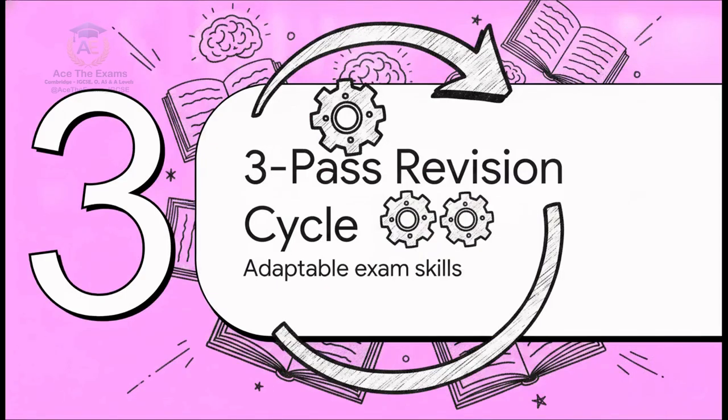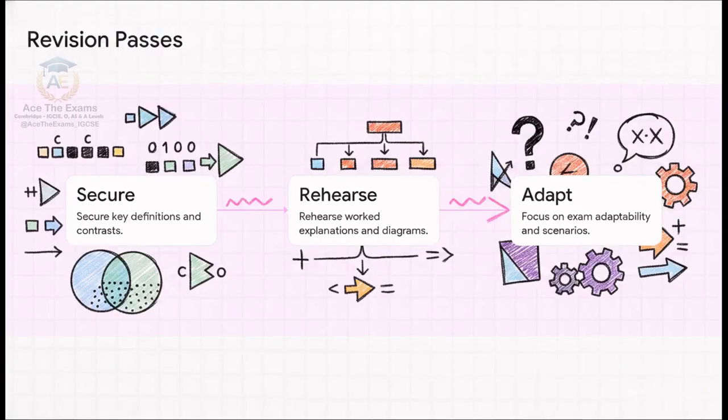Knowing those pitfalls is great, but let's move to Section 3, the 3-pass revision cycle. Let's look at how you should actually be studying this material to ensure it sticks permanently. A strong revision cycle requires 3 distinct passes. The first pass secures your key definitions and contrasts. What is an overflow? How is it different from a standard carry bit? The second pass is where you rehearse worked explanations, drawing out diagrams to prove the math. And the third pass is the absolute game changer, focusing on exam adaptability. This means intentionally changing the scenario and forcing yourself to justify your choices.